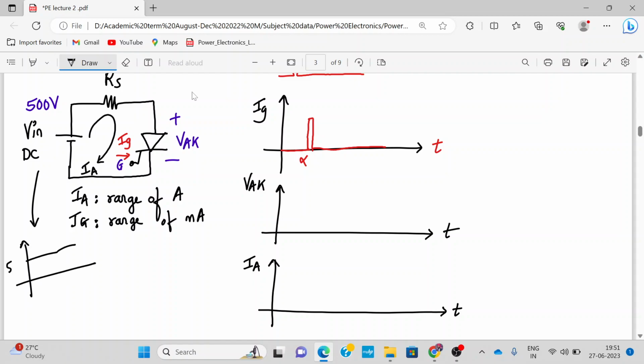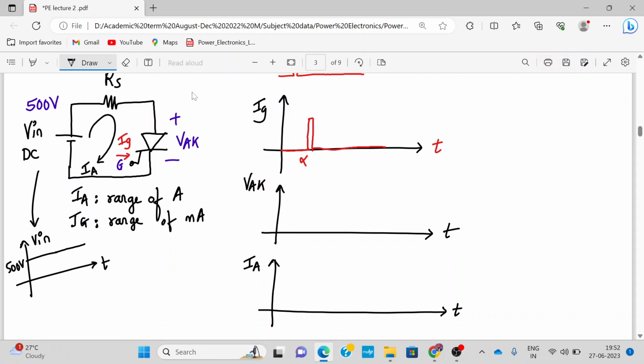This will remain 500 volts throughout. This is my V in. Irrespective of anything, this value will be 500. Today it's 500, tomorrow after 1 year also it remains 500, let's say. So we have a DC input of constant value of 500 volt. Now how does the SCR work? There are two conditions, right?